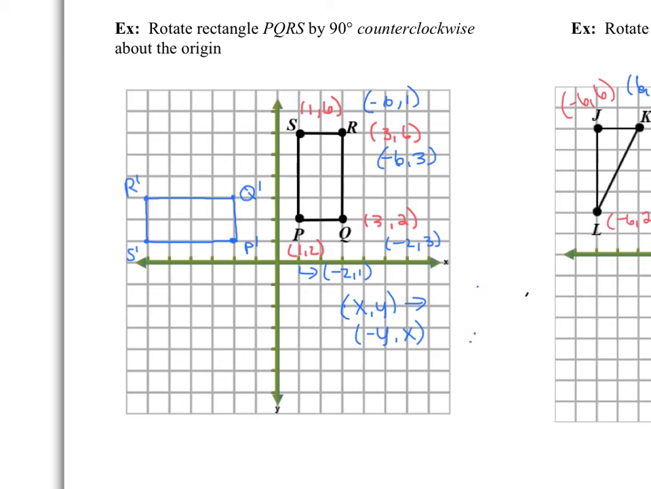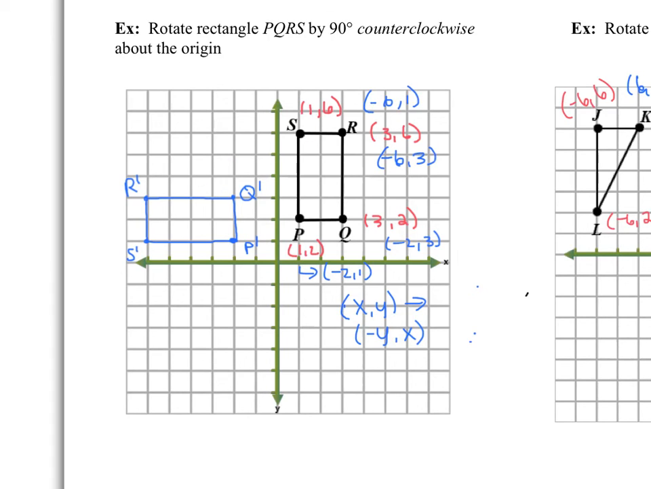Then you plot all those new blue points over here and make sure you label them appropriately, R prime, Q prime, S prime, P prime. And then your rectangle should still be the same size. We didn't change the size of it, we just moved it. We kind of took this S and pulled it down here, 90 degrees counterclockwise.